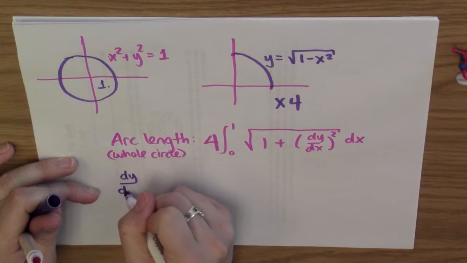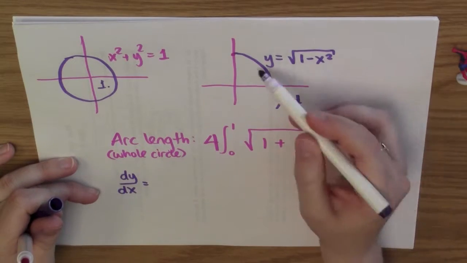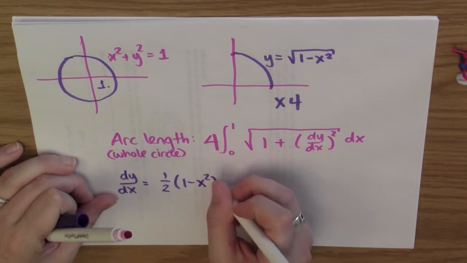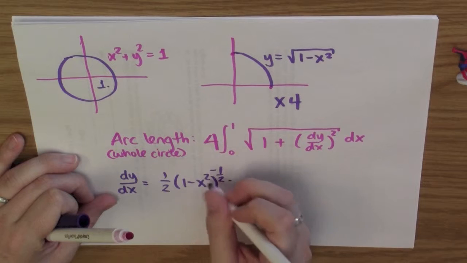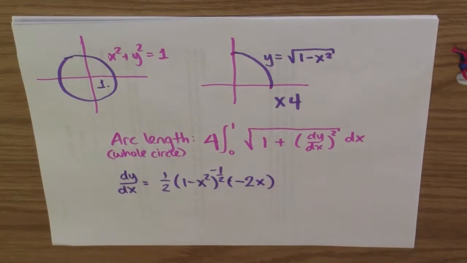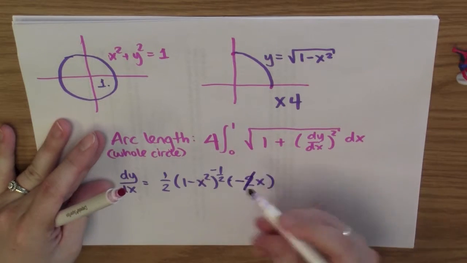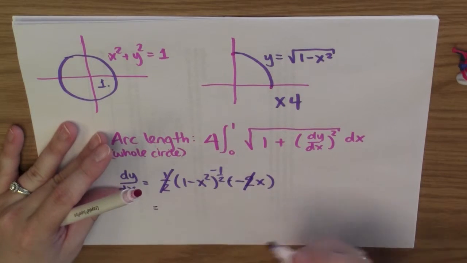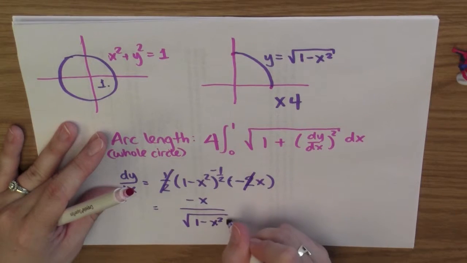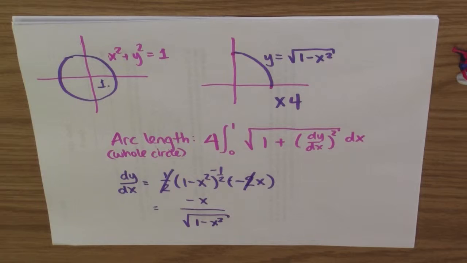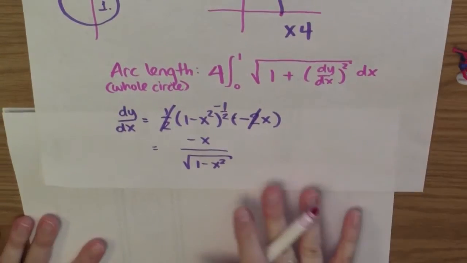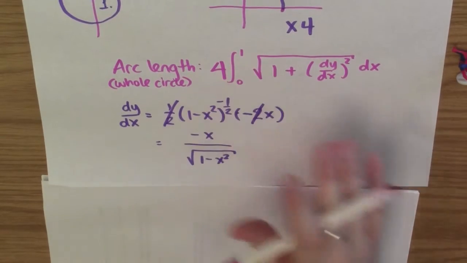Okay, so what is dy/dx? In this case, I take the derivative of y with respect to x. So I get 1/2 times (1 minus x squared) to the negative 1/2, multiplied by the derivative of the inside function, and that's negative 2x using the chain rule. This 2 and this 1/2 cancel, and what I have left is minus x over the square root of 1 minus x squared. So this is my dy/dx, and I'm going to plug that into my arc length formula right here.